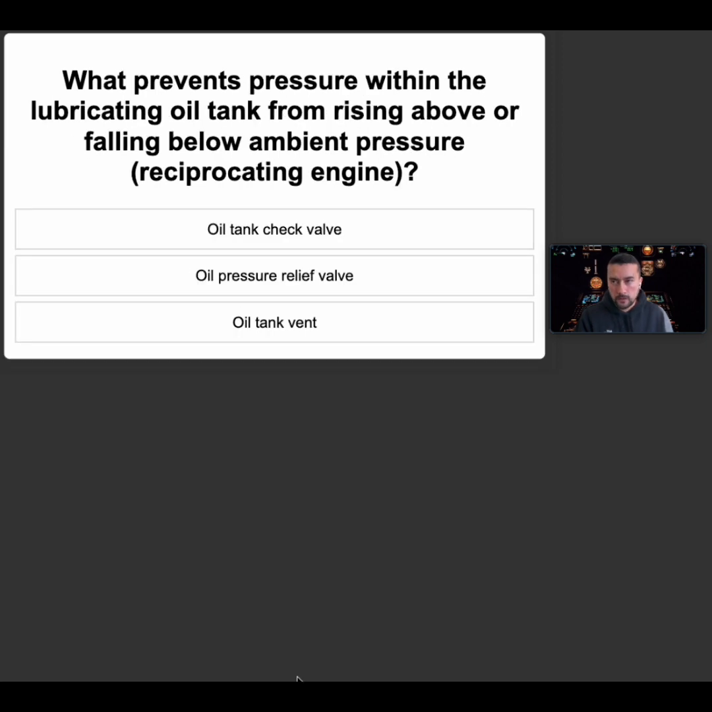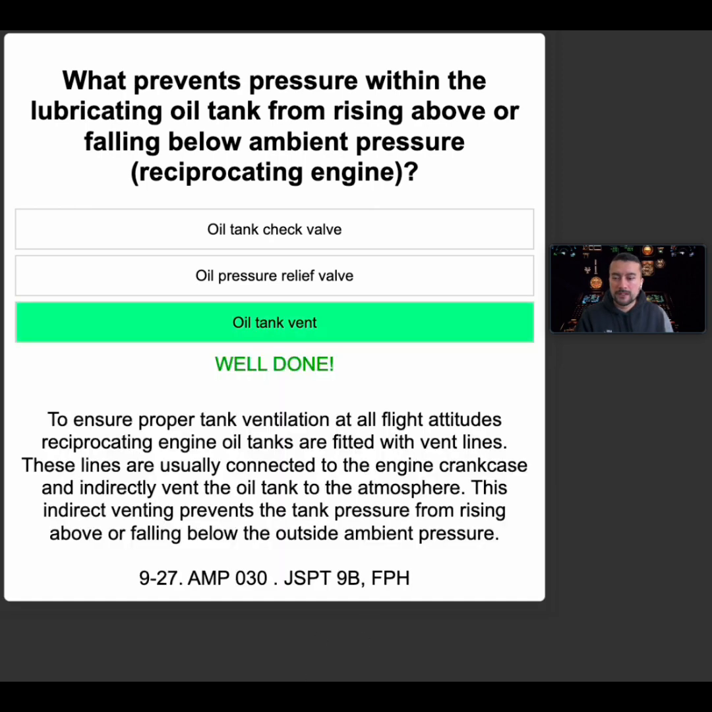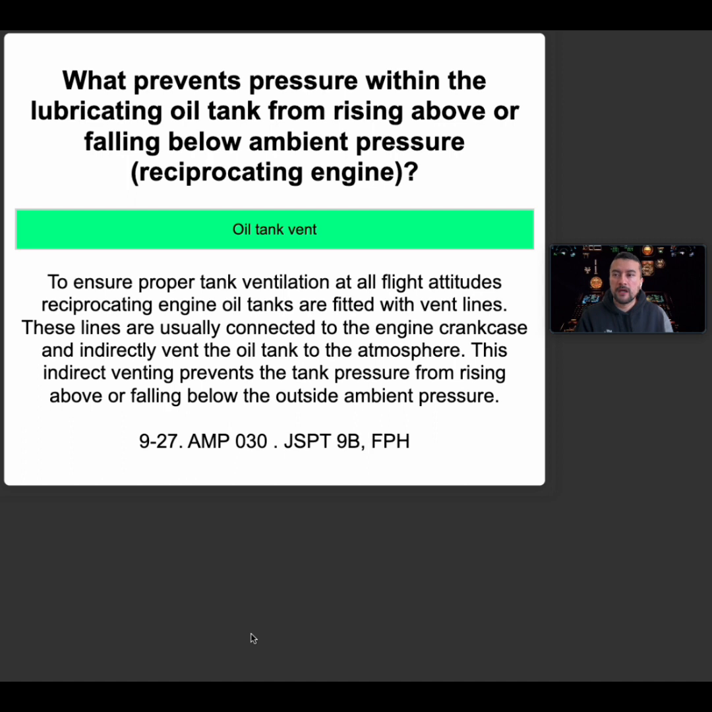What prevents pressure within the lubricating oil tank from rising above or falling below ambient pressure? In a reciprocating engine, I know that is the oil tank vent. We checked the answer, and yes, to ensure proper tank ventilation at all flight attitudes, reciprocating engine oil tanks are fitted with vent lines.